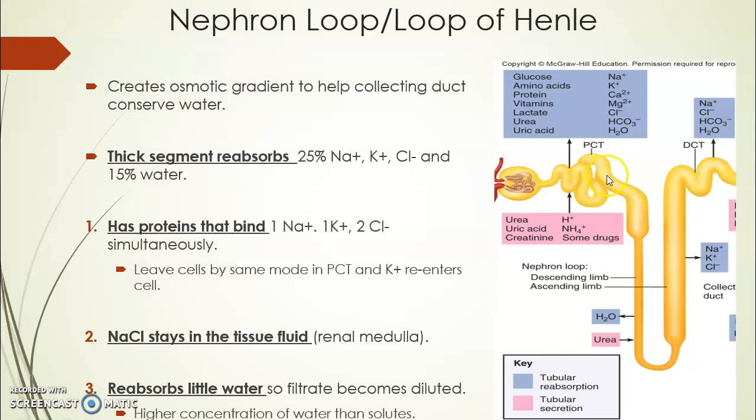Now, as we extend down from the proximal convoluted tubule into that loop of Henle, or the nephron loop, we're going to see that it has thick segments and thin segments. In the thick segment, the reabsorption of sodium, potassium, and chloride is going to be about 15%. It's going to reabsorb very little water here, whereas the thin segment is going to be the opposite.